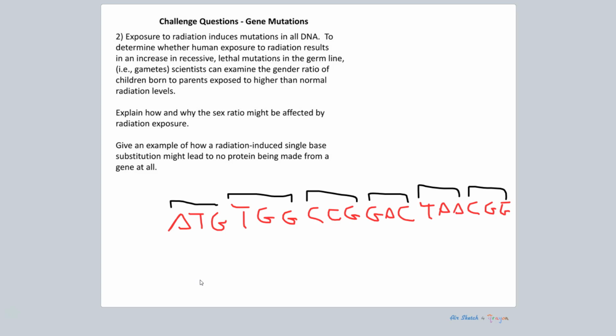The ATG start codon we know as methionine. That's followed by a TGG or UGG in the messenger RNA. And TGG codes for tryptophan. And then CCG codes for proline. GAC codes for asparagine. And then TAA or UAA is a stop codon, so that's the end of the sequence.